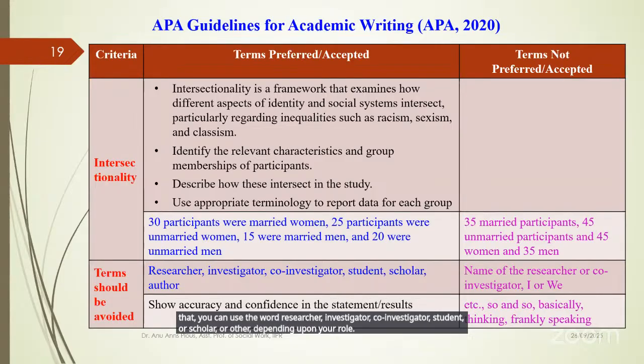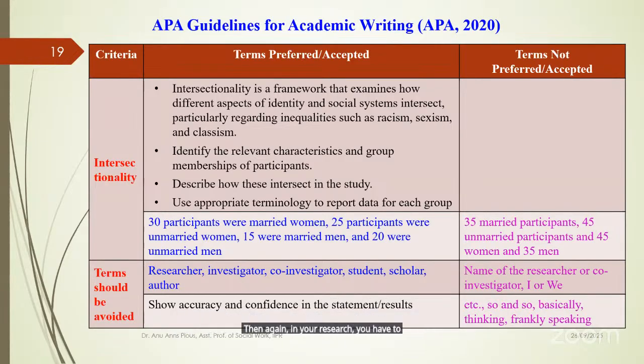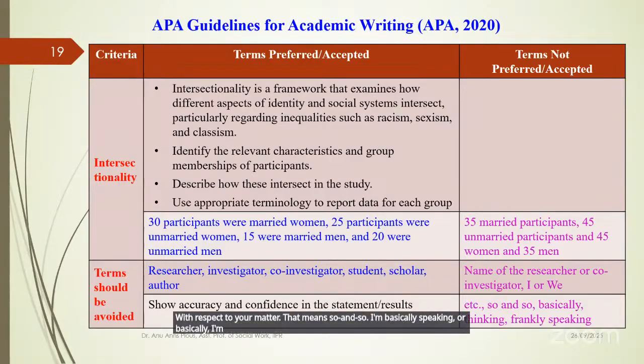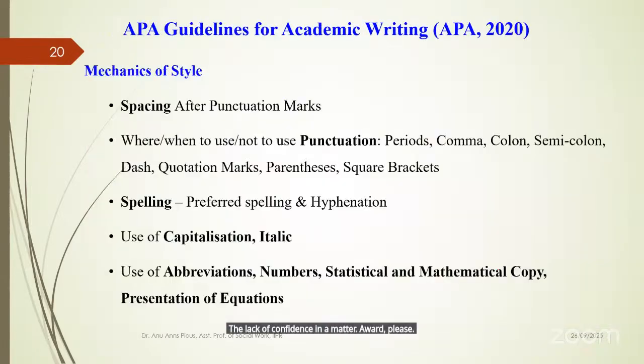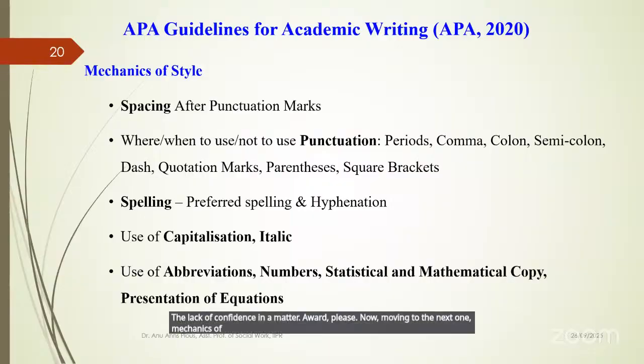Then again, in your research, you have to avoid some words which show that you are not confident with respect to your matter. That means phrases like "basically speaking," "basically I'm thinking," "frankly speaking." Those kinds of words show that you are not sure about your content. So avoid such words which indicate unclarity, ambiguous nature, or lack of confidence in your matter. Avoid, please. Now, moving to the next one, mechanics of style.